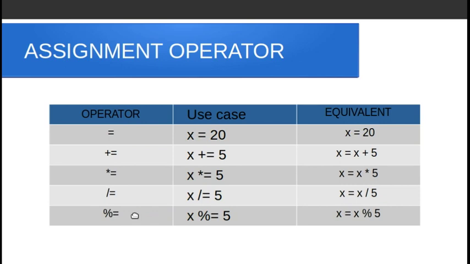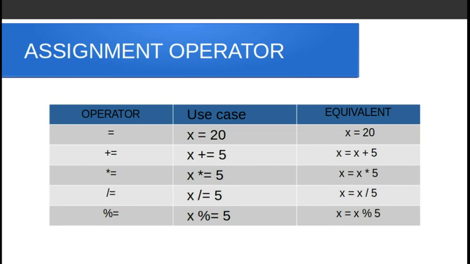So what it basically does is, for example, x plus equals 5 just takes x equals x plus 5. So this is just a short form, a short way of doing this. You just say plus equals, and in the background it takes x equals x plus 5. So if x was 5, plus equals 5 will be x plus 5, which will be 10.